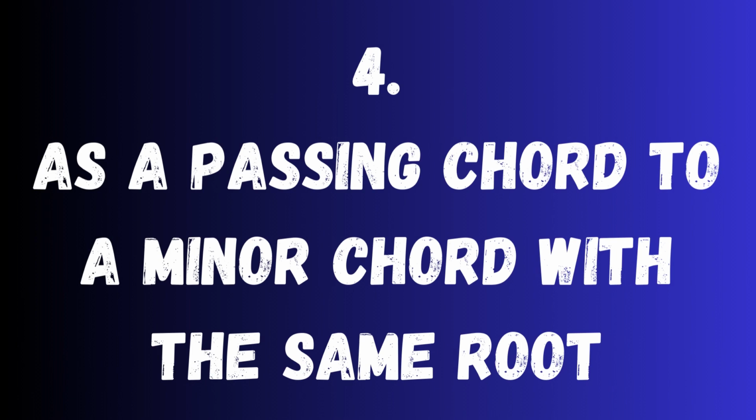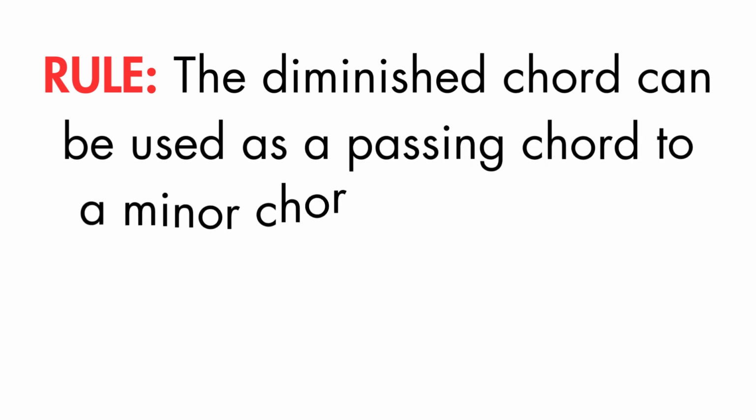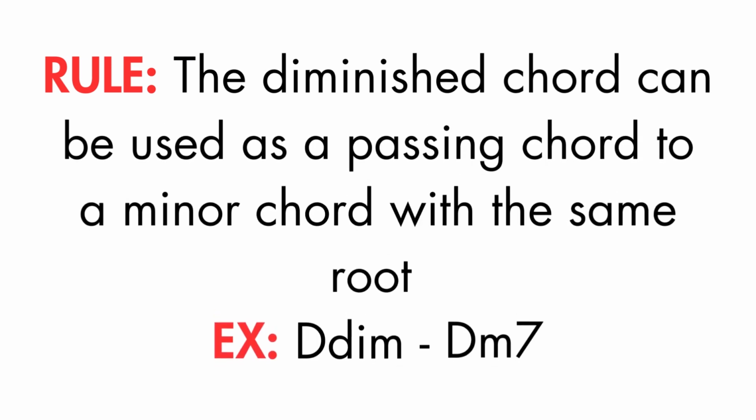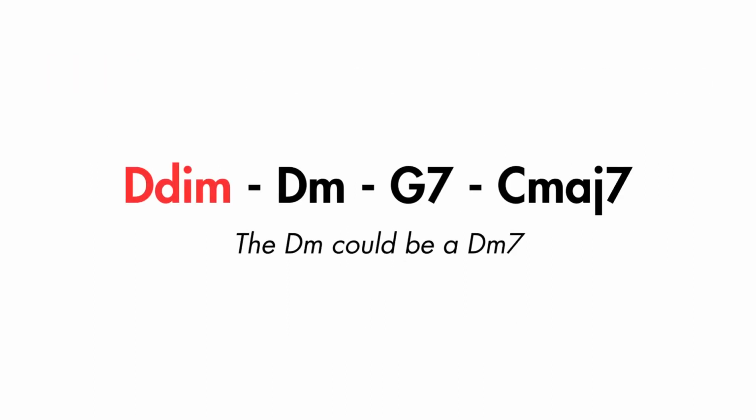Now, you can use it as a passing chord to a minor chord with the same root. So here's the rule. The diminished chord can be used as a passing chord to a minor chord that shares the same root note. So D diminished goes to D minor 7. Here's an example. We got D diminished to D minor to G7 to C major 7. Do this with any minor chord in any progression.